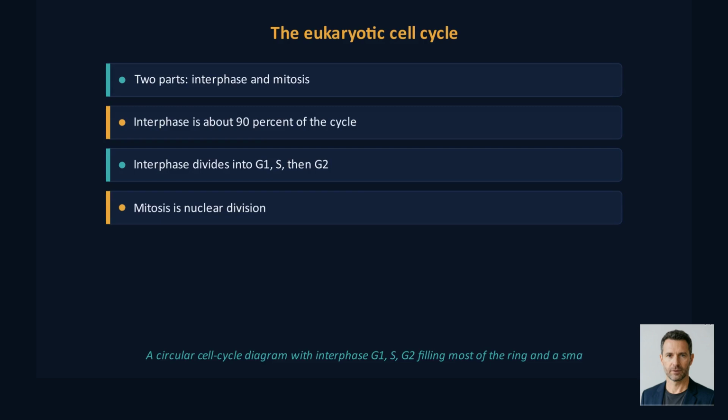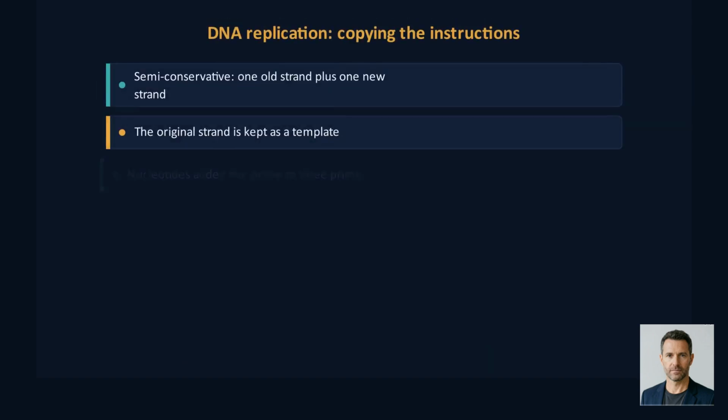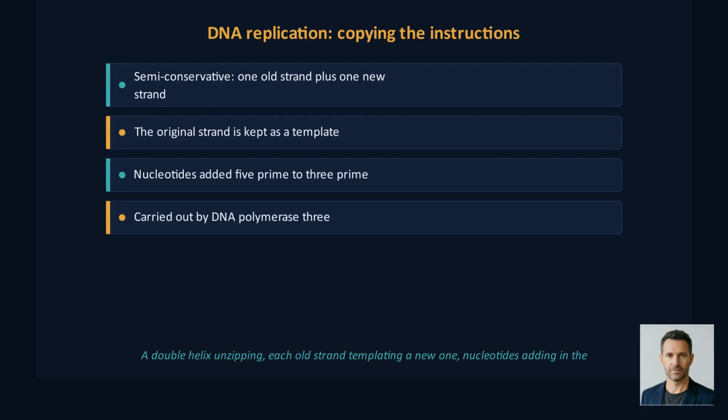And one step in that preparation is the most important of all. Before a cell can split its contents in two, it must first make a complete copy of its DNA, and that copying is DNA replication. Replication has one defining feature: it is semi-conservative. That means each new DNA molecule is built from one strand of the original molecule paired with one freshly synthesized strand. The original is never thrown away, it is preserved as a template inside every copy.